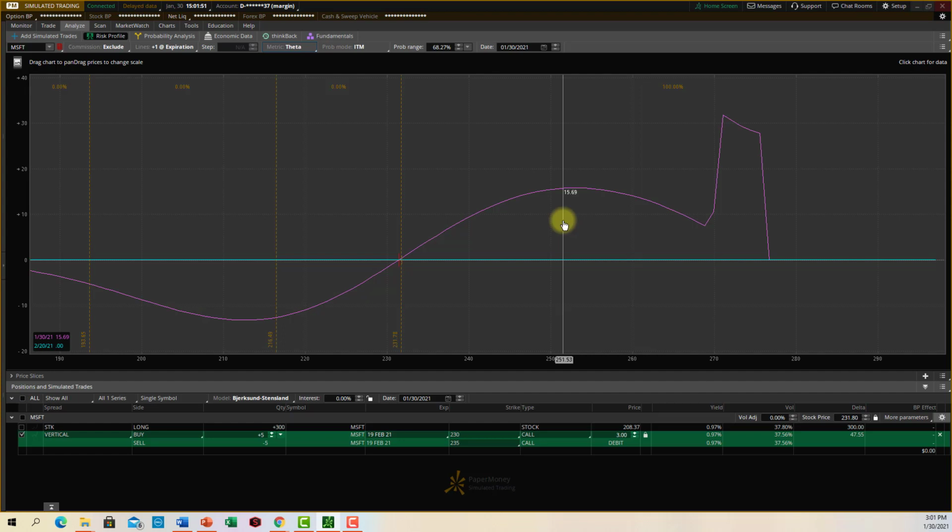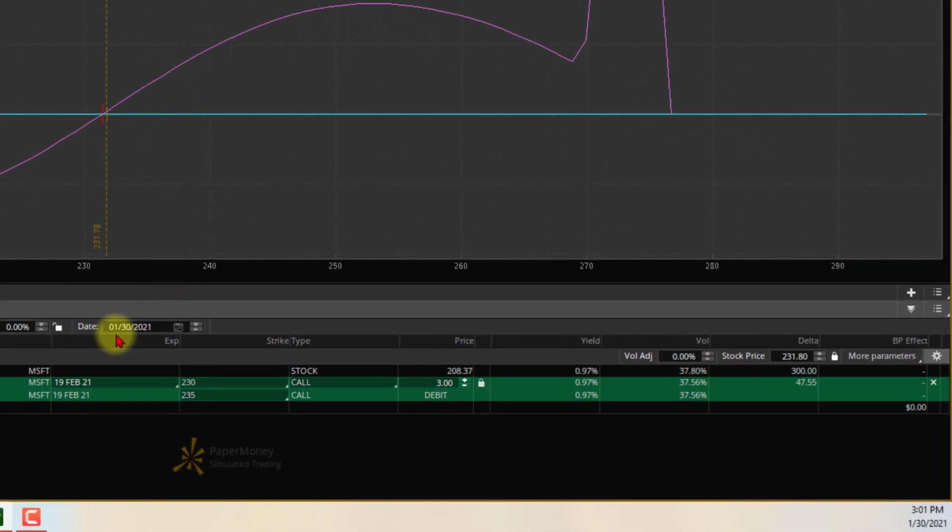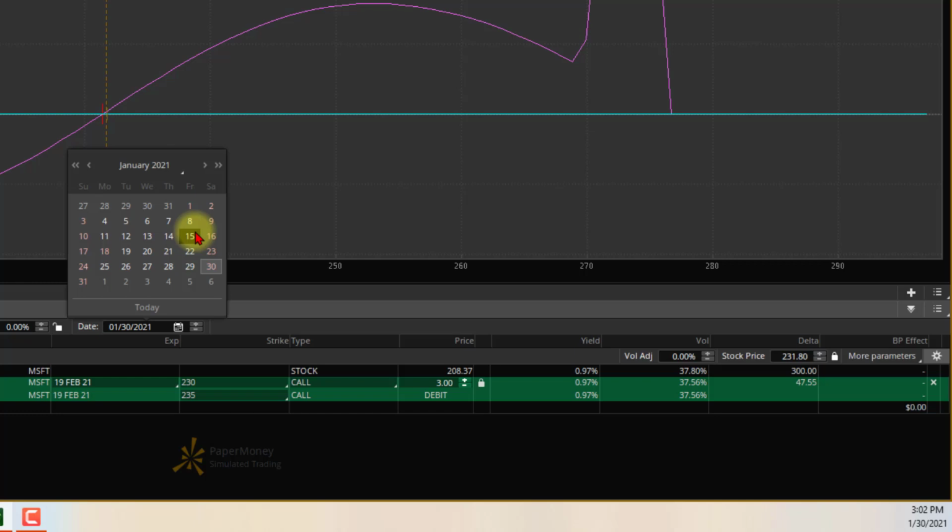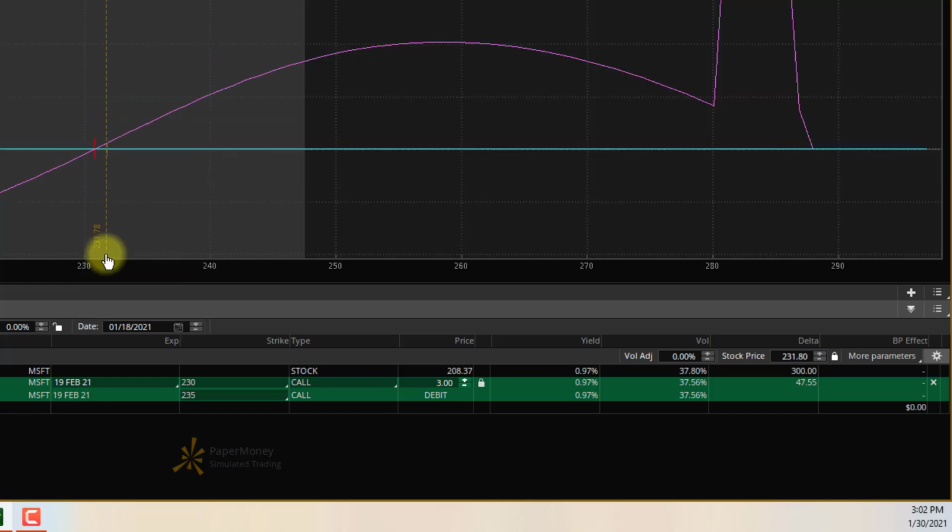But what if you wanted to look at different dates or different volatilities? You can do that down below. So notice that today's date is January 30th. What if I wanted to see how this graph would look, let's say, on Monday? Well, I have two choices. I could either wait until Monday, or I can click on my little calendar and I can just change the date right here. And I get new numbers.